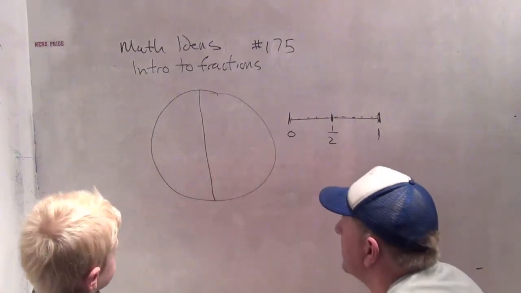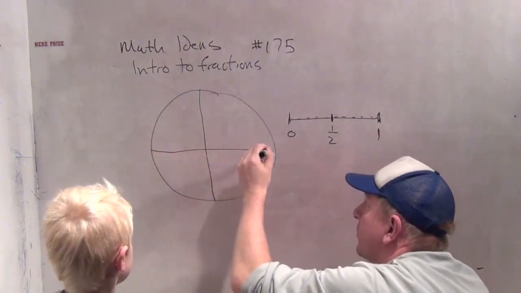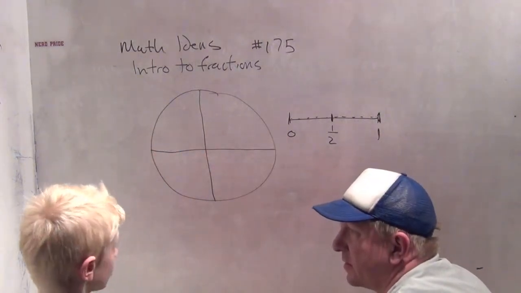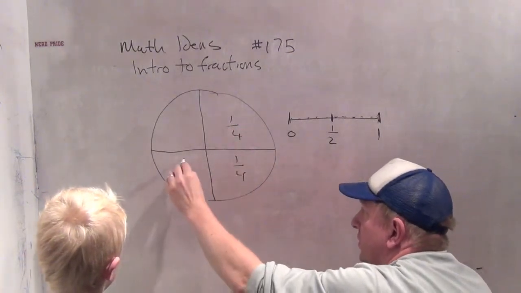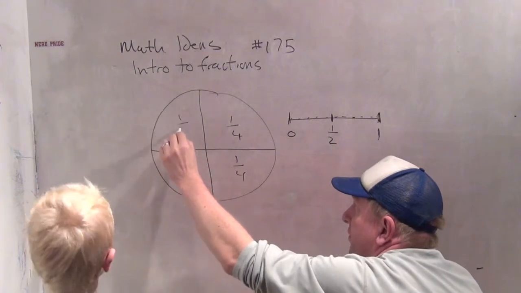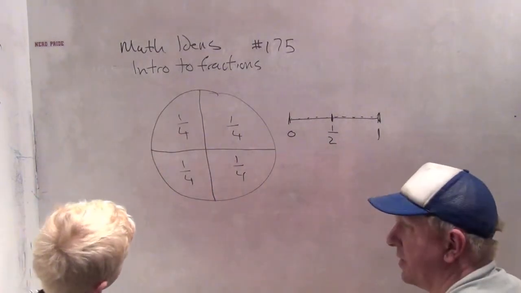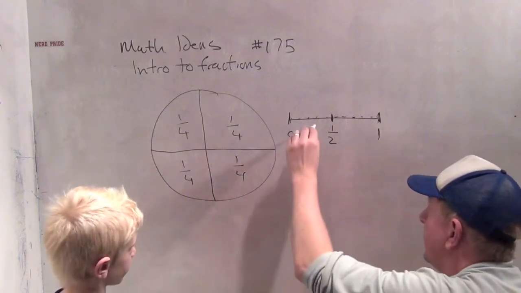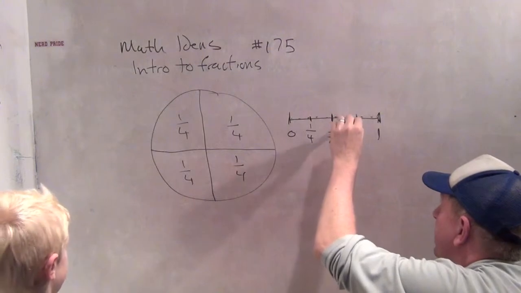But there are other fractions too. What if I cut it this way? Now I have 4 equal size pieces. Those are quarters: 1/4, 1/4, 1/4, and 1/4. And how do I find the 1/4 on the number line, do you think? You cut the half in half, and I get a 1/4. And over here I get 3/4.